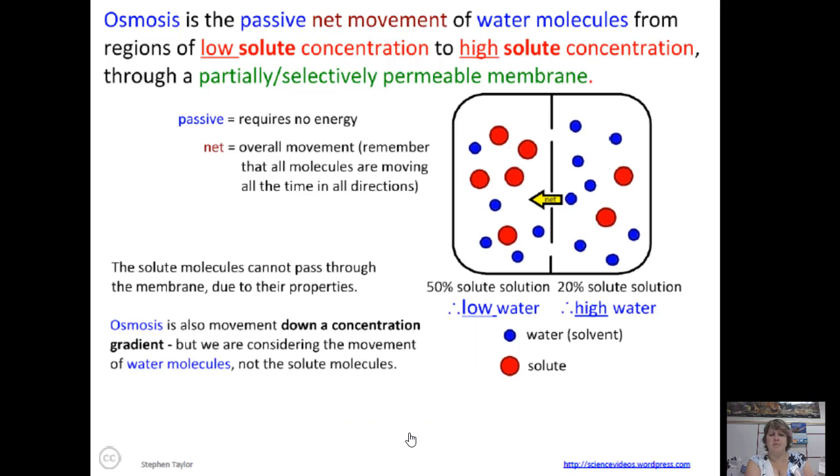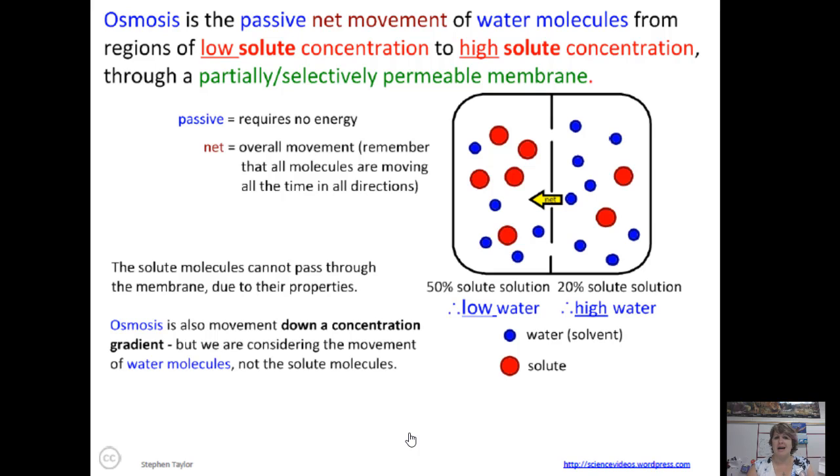All right, another type of passive transport is osmosis. So in osmosis, we're still looking at the passive net movement of molecules, but this time we're looking specifically at water molecules. This is a region of low solute concentration to high solute concentration through a partially or selectively permeable membrane.